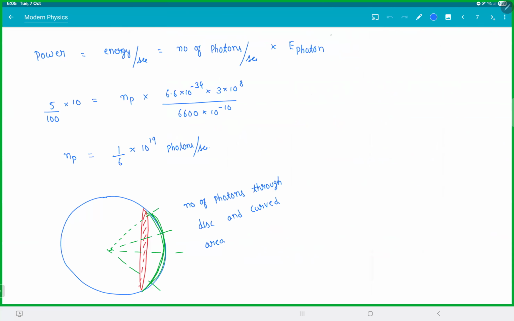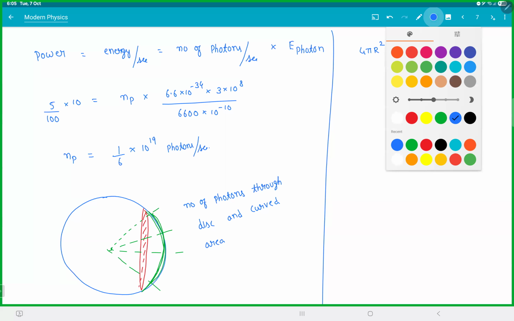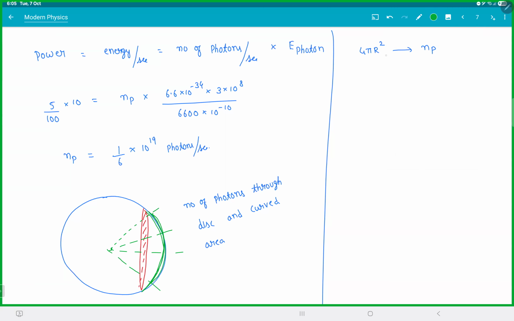So I can argue a statement like this. For a full area of 4 pi r square, the total number of photons are N_p. Now for this area, this curved area will be 2 pi r square (1 minus cos theta). That will be the number of photons in the disk. Therefore, the number of photons in the disk per second will be the number of photons per second divided by 2, into (1 minus cos theta).